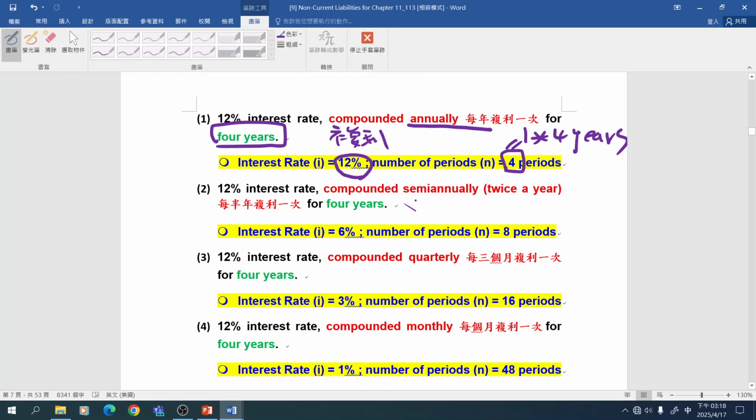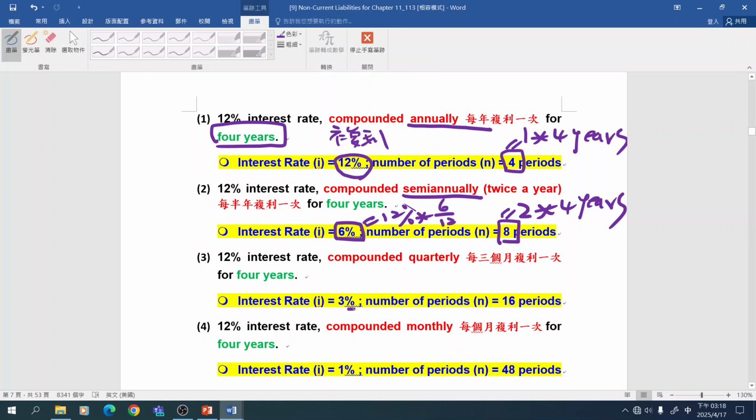How about the second case, compounding semi-annually? What does that mean? Every 6 months. So what's I? 6%, right? Because every 6 months is only 6%. Then what's N? 8 times, right? Why? Each year 2 times for how many years? 4 years. Okay? So how about case 3?